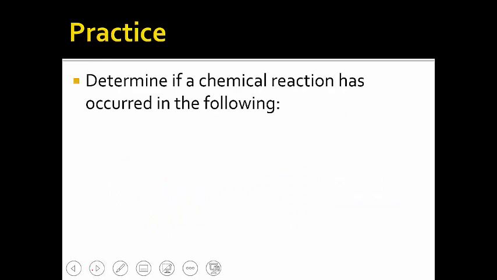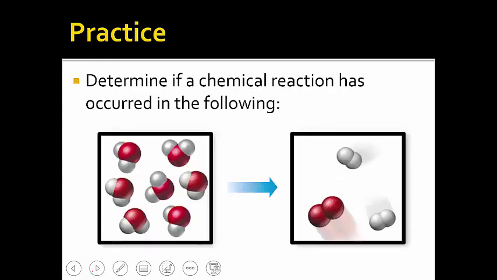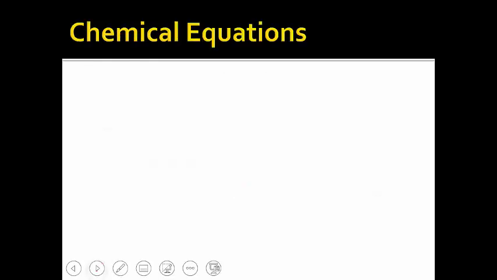How about this one? Well, yep, this is the one that we saw before, right? So this is the breaking down of water into the hydrogens and oxygens that it's made up of. So we break bonds, right? We break these bonds here, and we form new bonds on the product side. So yes, this is an example of a chemical reaction.